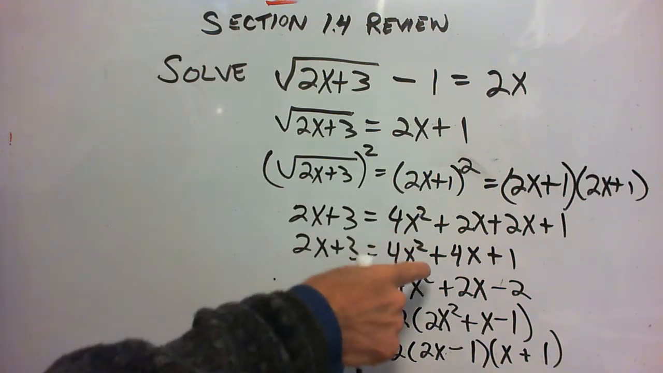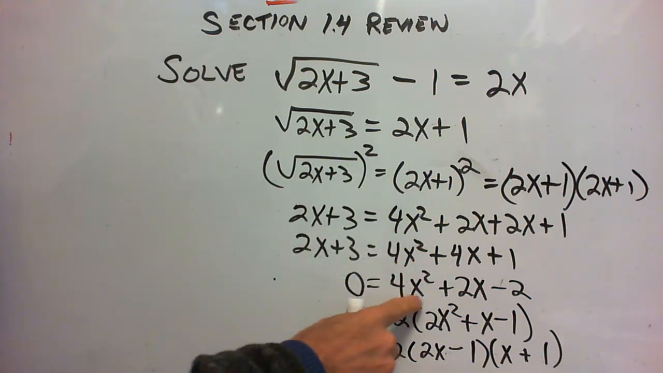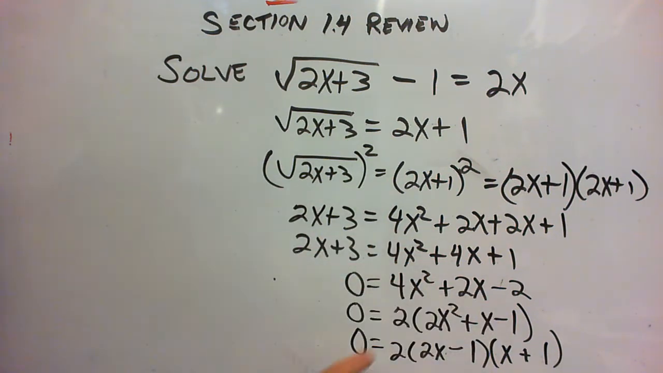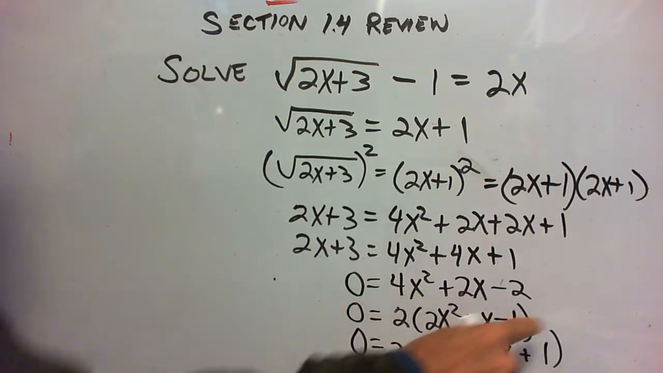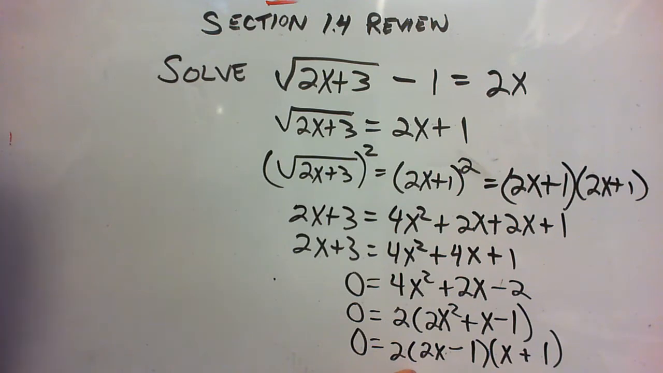So we get all the terms on one side. Then we could solve with the quadratic formula or factor it. I'm going to factor it. And I start by factoring a 2 out, a common factor of 2. Then factor some more, 2 times 2x minus 1 times x plus 1.